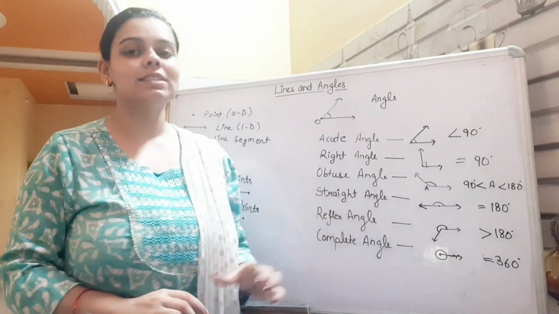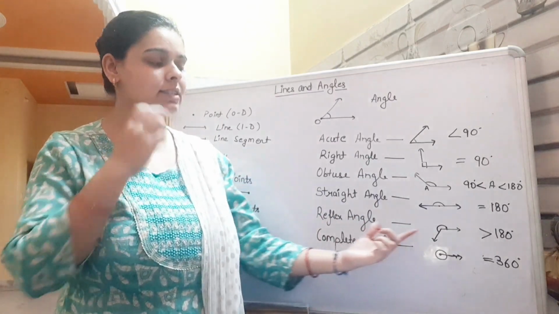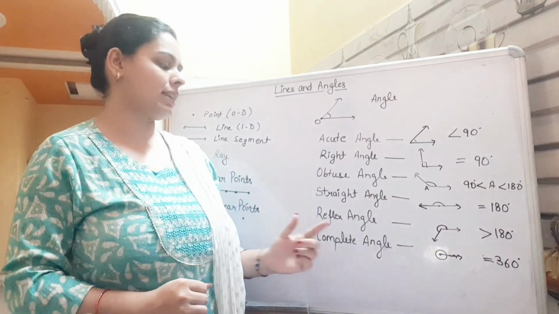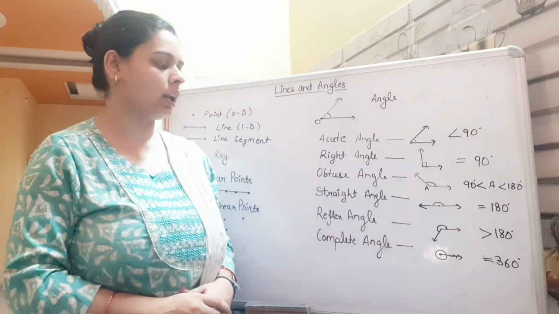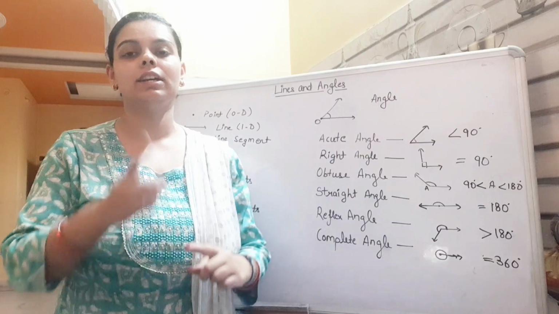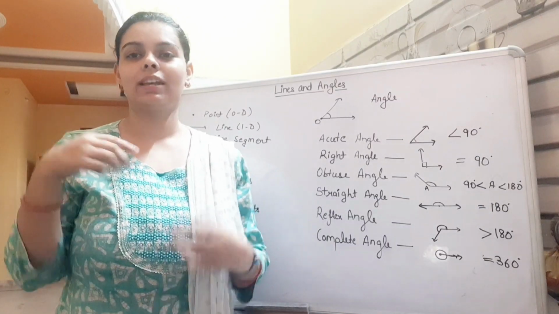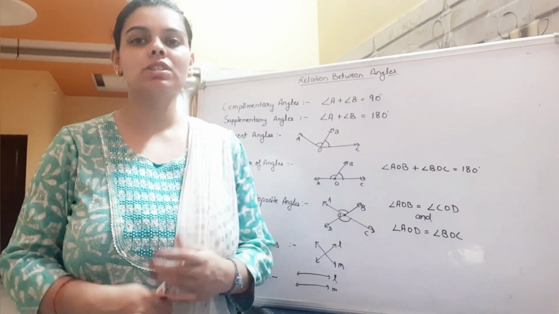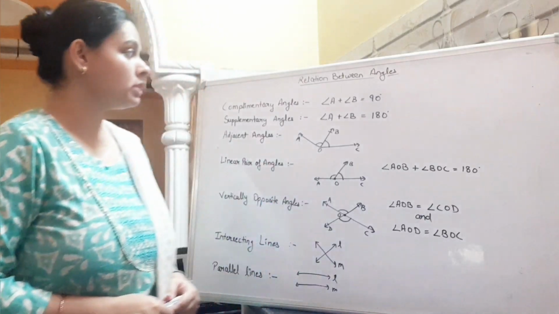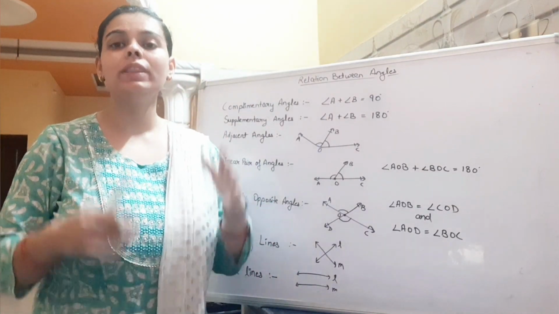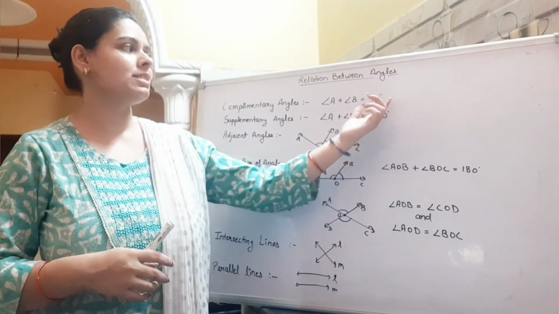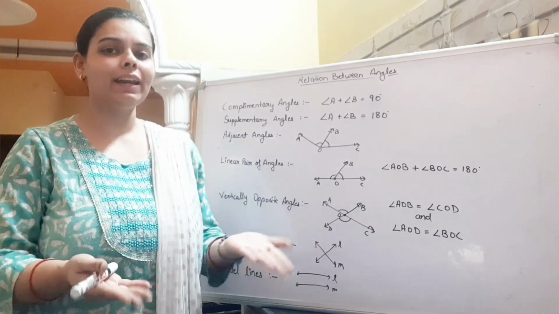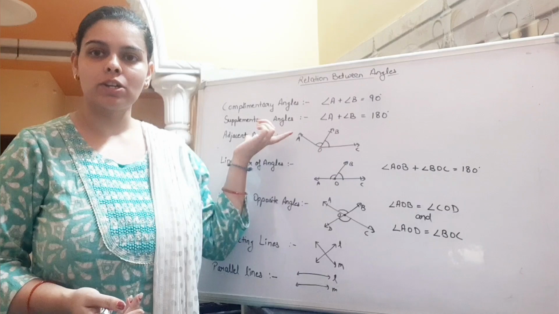Next one is the reflex angle. A reflex angle is when an angle is greater than 180 degrees. Next one is the complete angle, which is equal to 360 degrees, that is all round. Let's understand the relations between angles. First one is complementary angles. When the sum of two angles is equal to 90 degrees, they are complementary angles. If the sum is equal to 180 degrees, then they are supplementary angles.